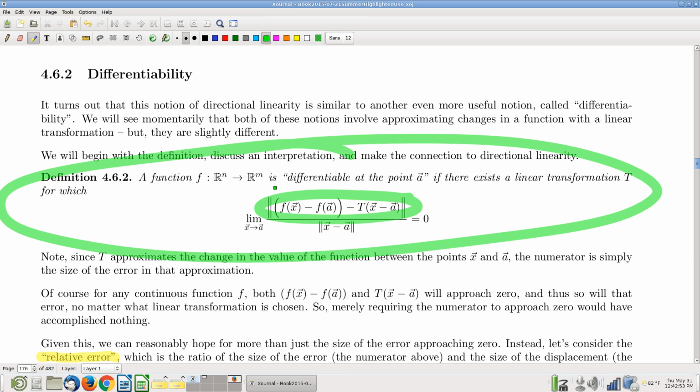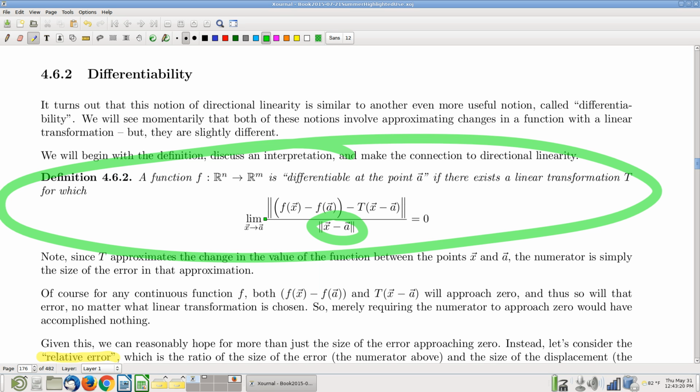Over here, well, as x approaches a, this input vector is approaching 0. And all linear transformations are continuous. So the right-hand term is also approaching 0. So this numerator, the error, is approaching 0. It has to approach 0. That's a freebie. That doesn't say anything interesting about t at all. So that's why we divide by the magnitude of x minus a.